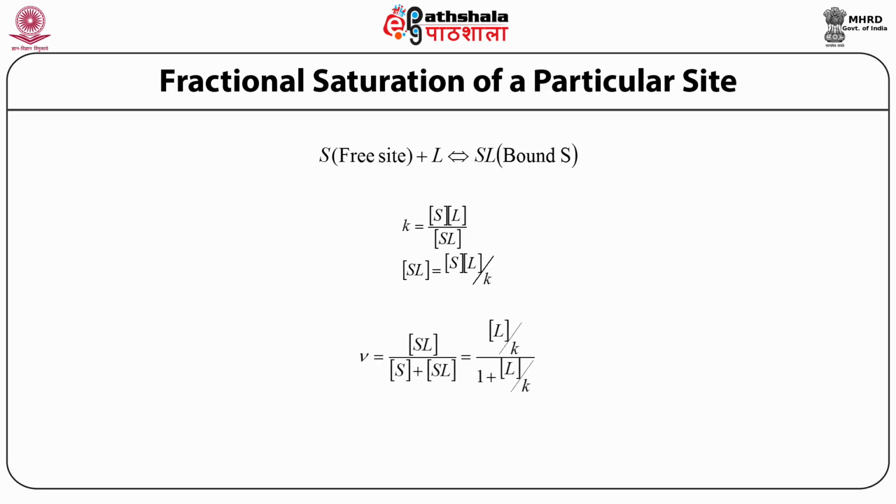So the fraction of bound protein is simply SL divided by free S plus bound S, and that is simply L by K divided by 1 plus L by K. So the fractional saturation of a particular site can be calculated using this equation.